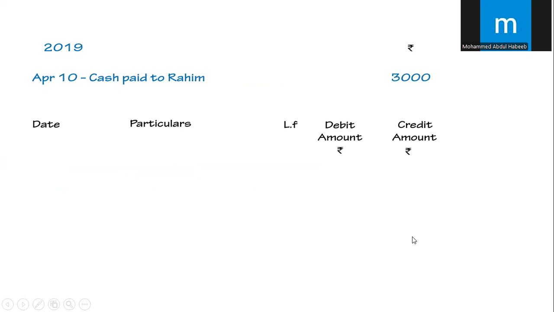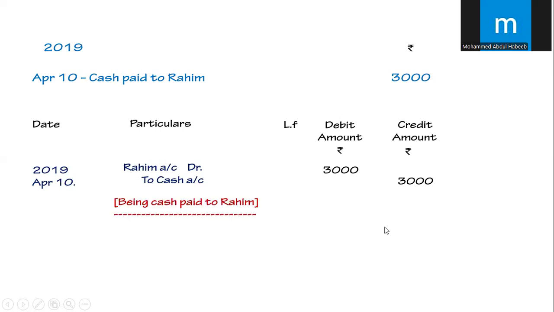Coming to our next transaction on 2019 April 10. The transaction is given as cash paid to Rahim, 3,000. Here the date will be taken as 2019 April 10. So we are paying cash to Rahim. Rahim is the receiver of cash. So his name will be debited. So the general entry will be Rahim account debit. 3,000 will be recorded on debit side. As cash is going from the business, cash will be credited. So here it will be recorded as to cash account, and 3,000 will be recorded on credit side, and the narration will be recorded as being cash paid to Rahim.